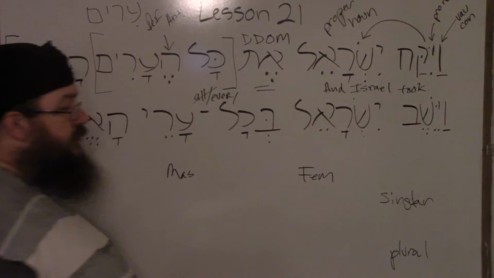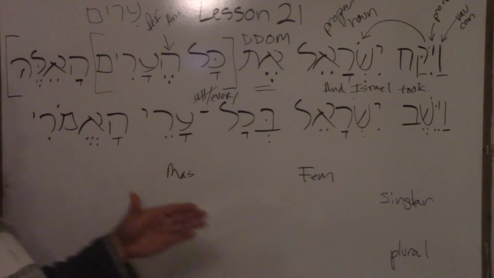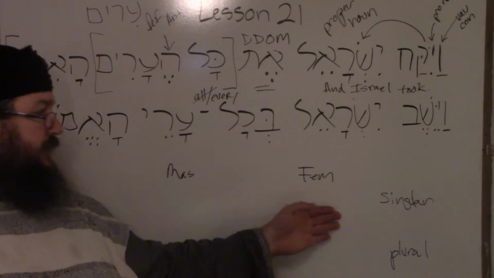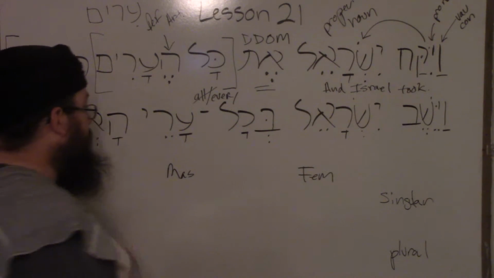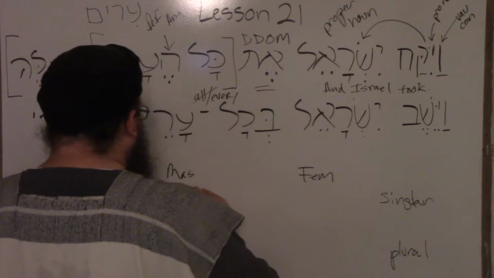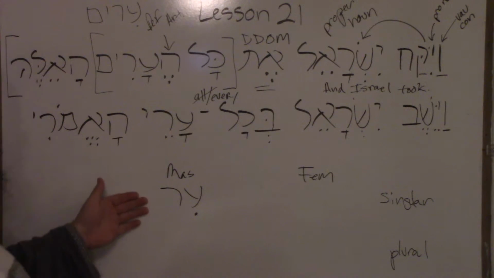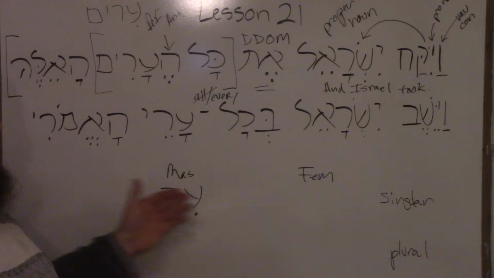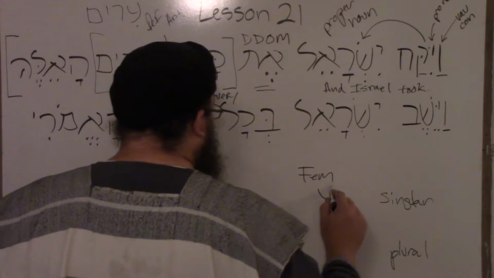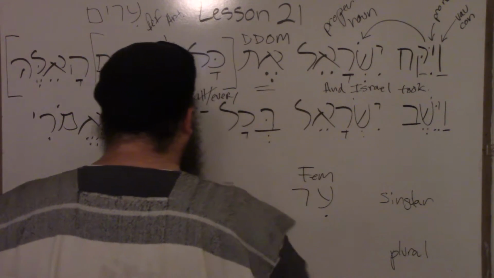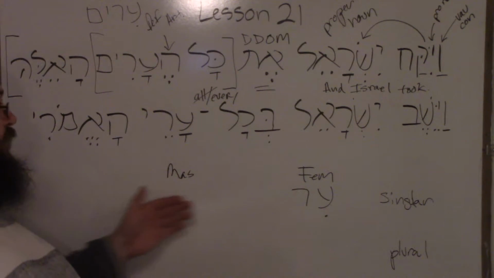So, nouns in Hebrew focus on two categories, masculine and feminine, singular and plural, all right? So let's take the noun here, ir, "city." Is it a masculine noun or a feminine noun? The noun ir is a feminine noun. Why is it a feminine noun and not a masculine noun? It looks masculine, right? But why do I put it in the feminine?